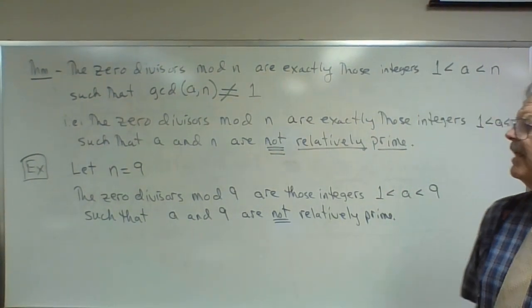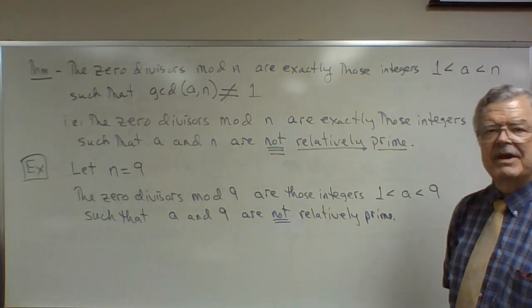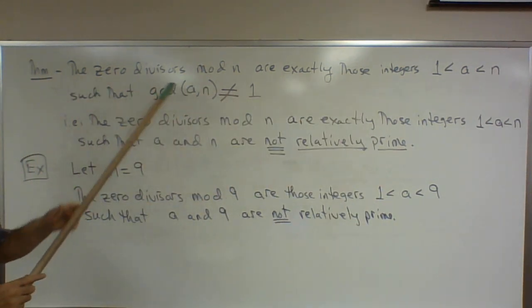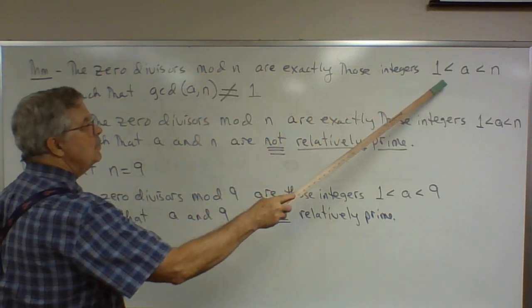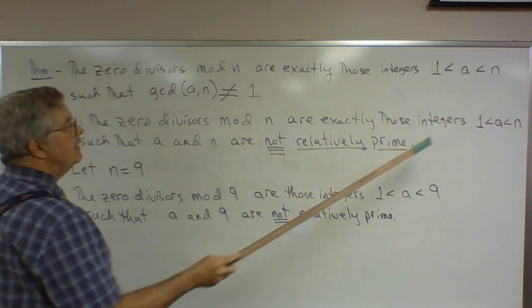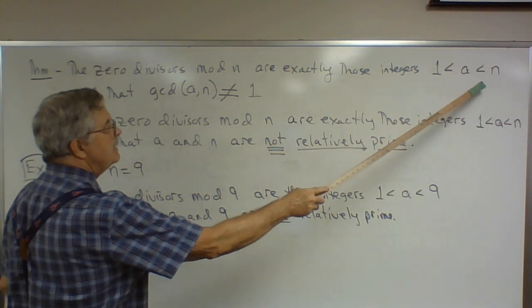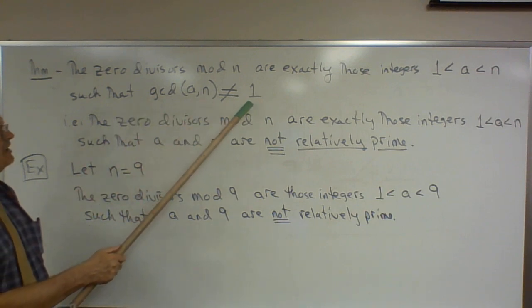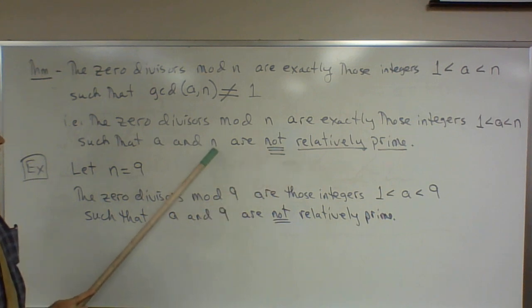Here's a good example. It draws attention to one of the remarks that we looked at before I erased the board. And I'll start off with a theorem first. The zero divisors mod n are exactly those numbers between 1 and n, not inclusive. The zero divisors are those integers a greater than 1 and less than n, such that the greatest common divisor of a and n is not equal to 1. In other words, they are those integers a that are not relatively prime with respect to n.